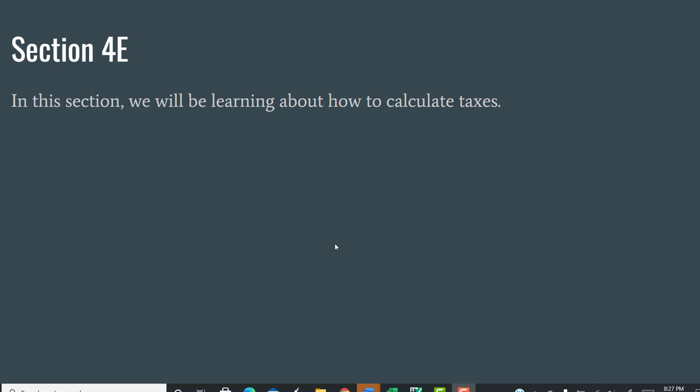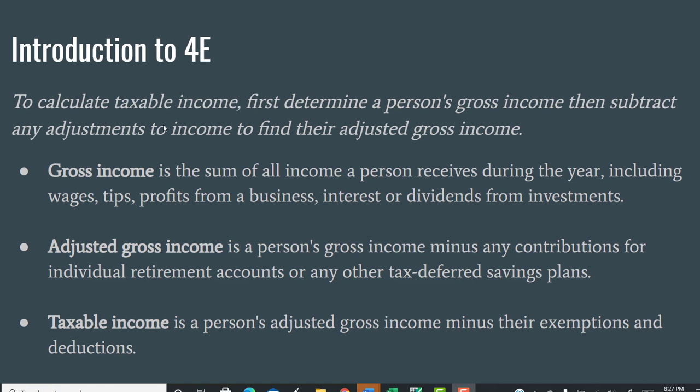So in 4E, in this section, we're learning about how to calculate taxes and understand tax deductions. So a few vocabulary words. To calculate taxable income, first you find a person's gross income. And I'll define that in just a minute. Gross income is really everything that they are bringing in. And then you'll subtract, so this is the equation that you use repeatedly in this assignment. You will subtract any adjustments to income, and that will find their adjusted gross income.